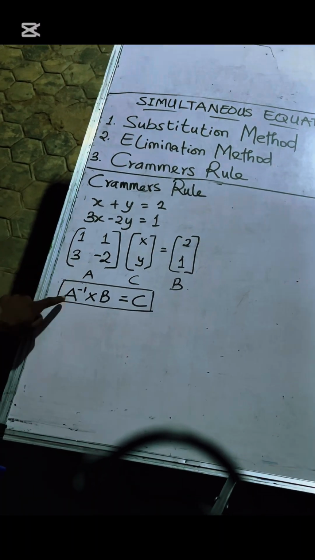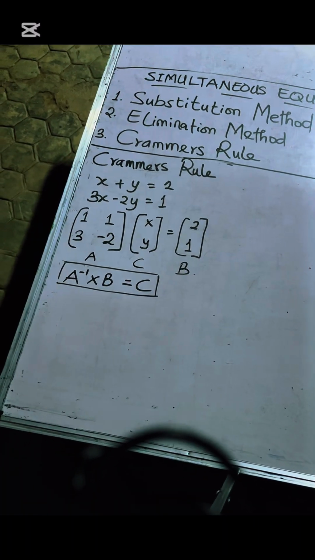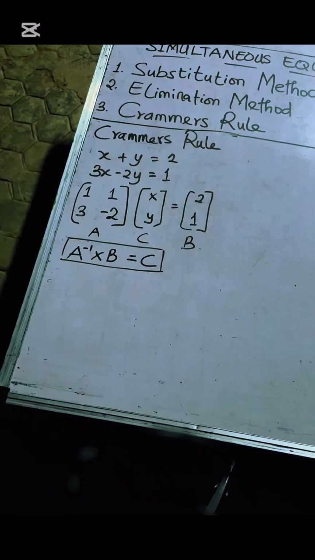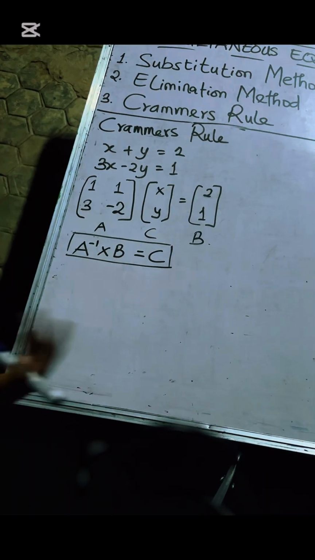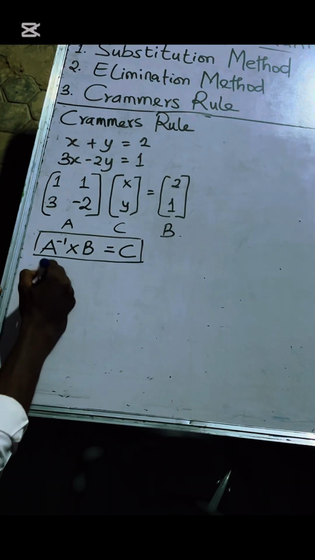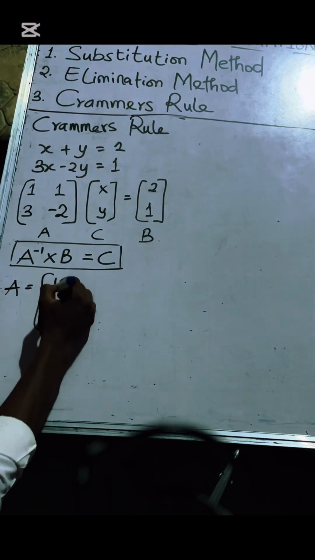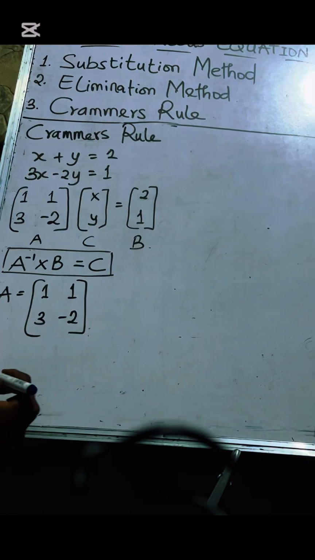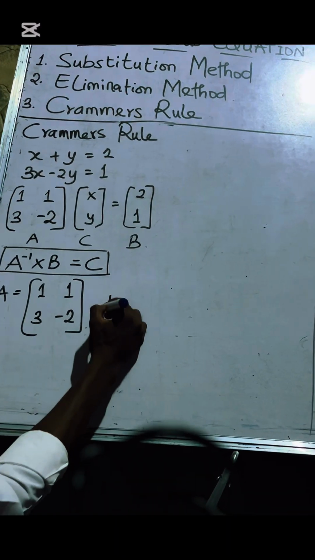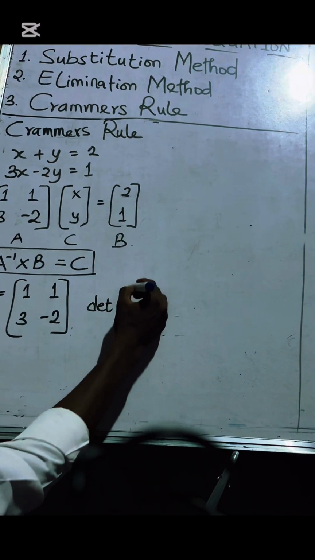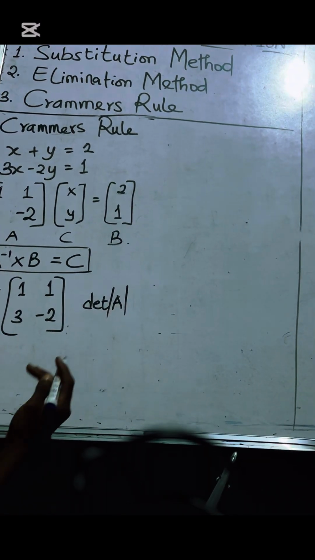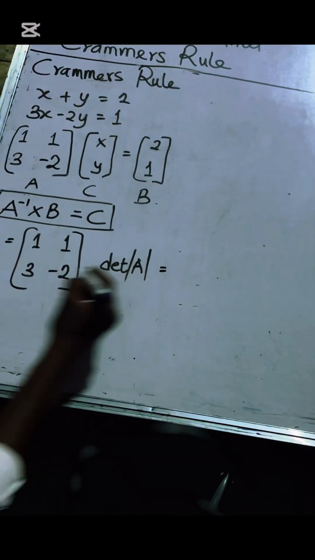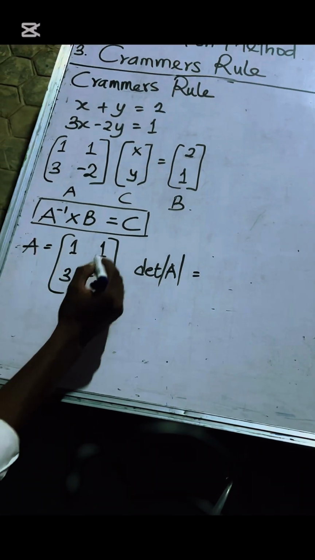Firstly, let's treat this A and get the inverse of A. To get the inverse of A in a matrix form, you have to get the determinant and then switch your diagonals. Let's do that. Now, our A is equated to 1, 1, 3, minus 2. Now, the first thing we do, let's get the determinant of A. Determinant is written as this, and then the determinant, it is diagonal minus diagonal.